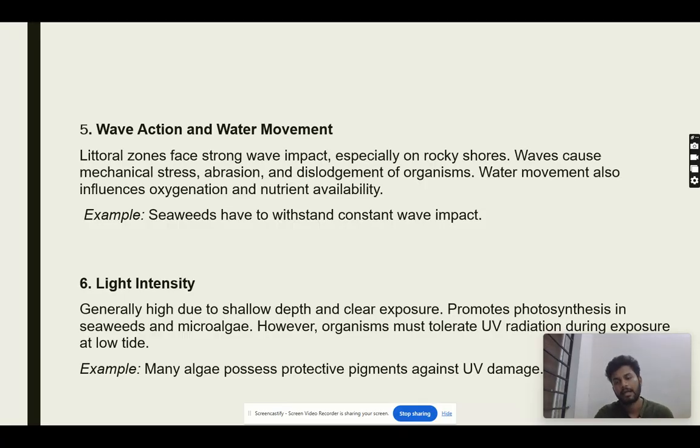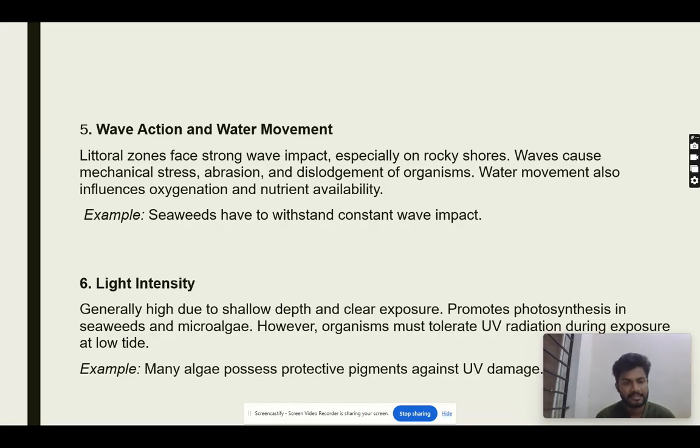So the waves are also a major factor which governs the survival of organisms in the littoral zone, because when the waves hit the rocky shores, it causes many stresses, as we discussed. Abrasion it may cause. If an organism is sticking to a particular surface of the rock, then it will be washed away, it will be dislodged. The seaweeds which anchor to the rocky surfaces have to withstand constant wave impact.